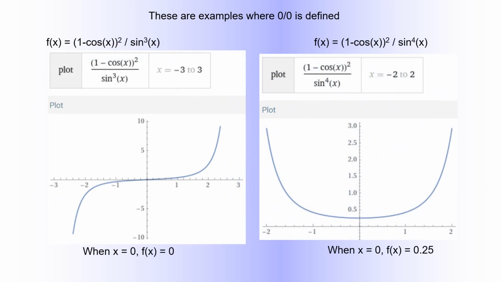Now on the left side, the numerator is squared while the denominator is cubed. The result is 0. On the right side, the numerator is squared while the denominator is raised to the fourth power. The result is a quarter. You can check the results using the rules described previously.